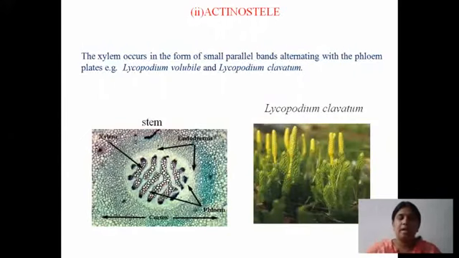Plectostele. The xylem occurs in the form of parallel bands alternating with the phloem plates. So these are parallel plates of xylem. These are alternating with the phloem. In between these, phloems are present. The examples of plectosteles are Lycopodium volubile and Lycopodium clavatum.